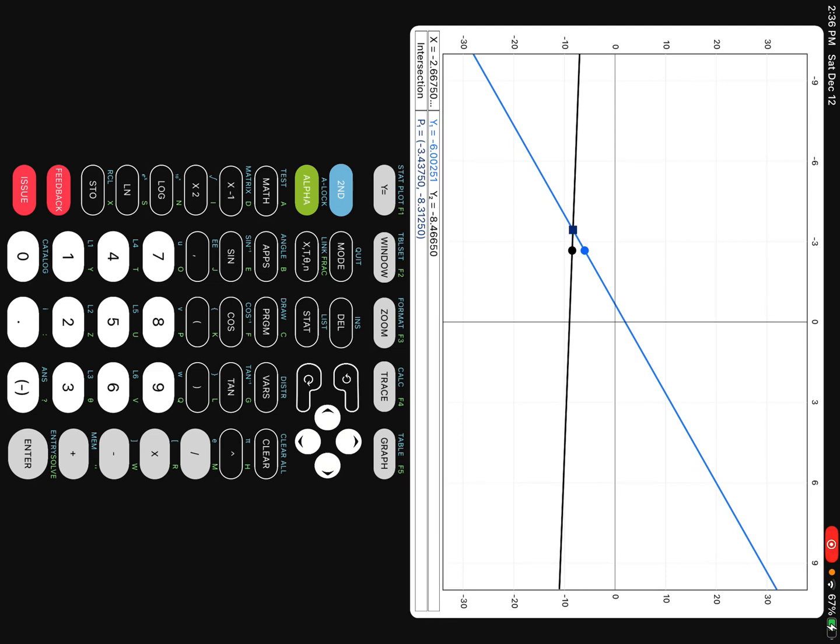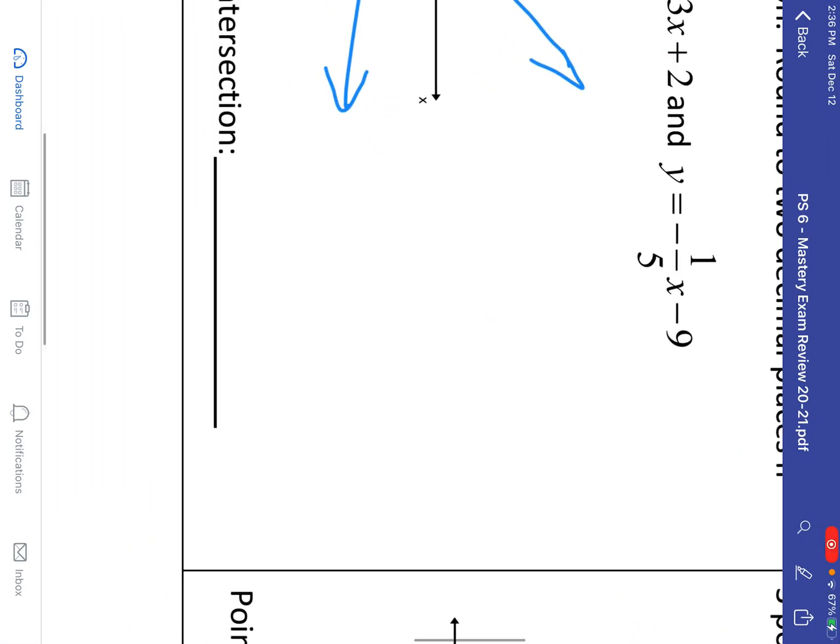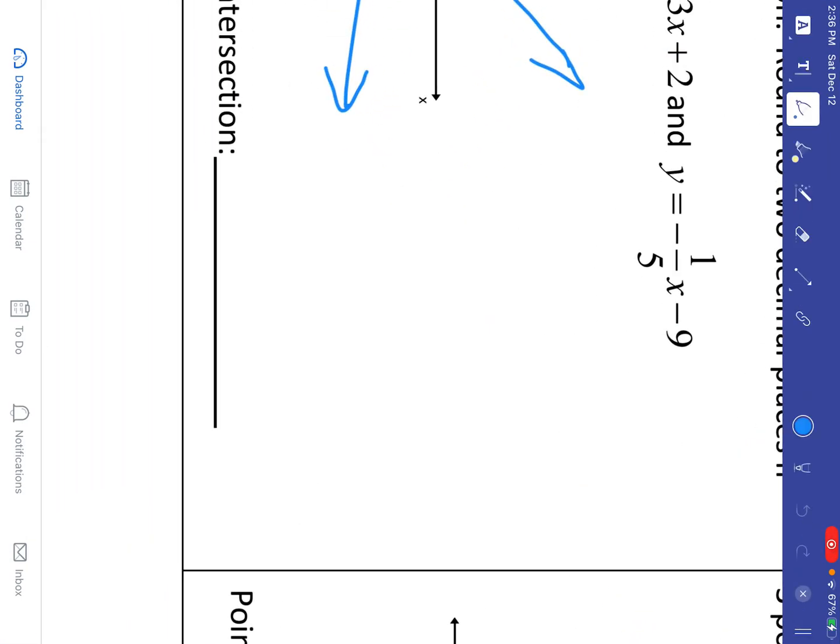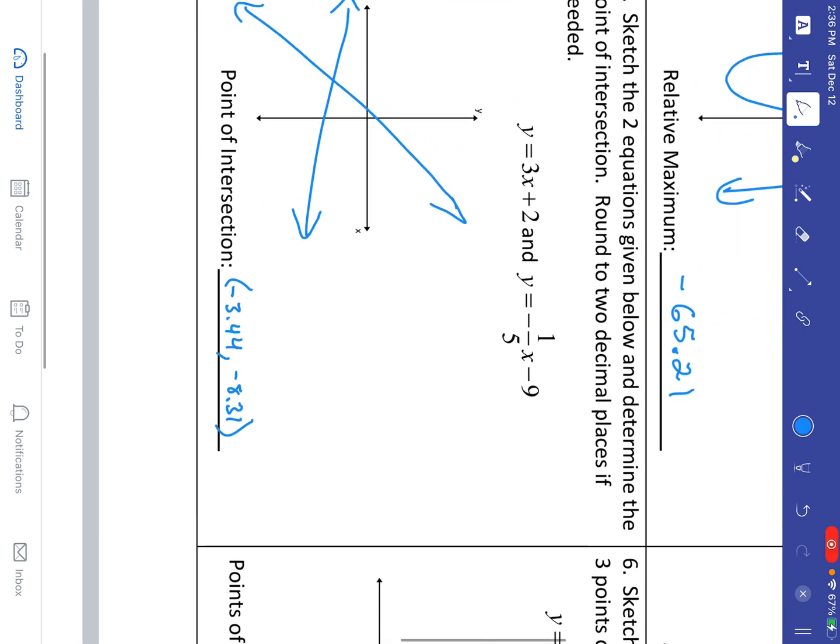This time we need both parts. So it's negative 3.44, comma, negative 8.31. So that is going to be our point that we're going to write down on our review sheet. So we have negative 3.44 and negative 8.31.